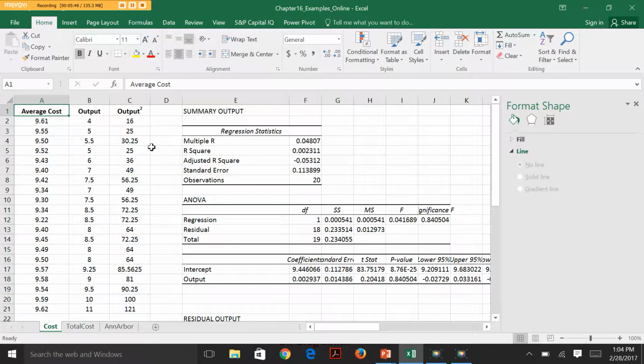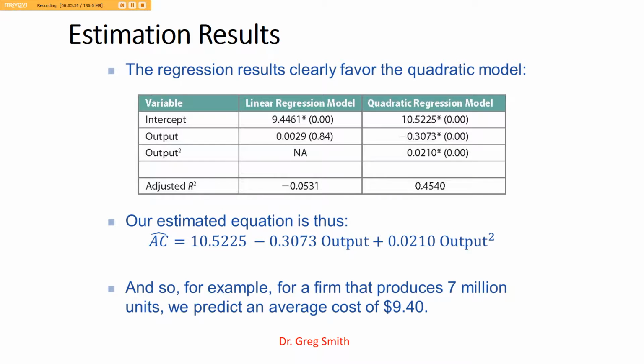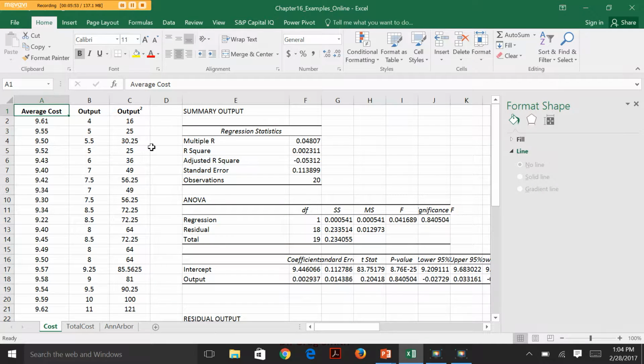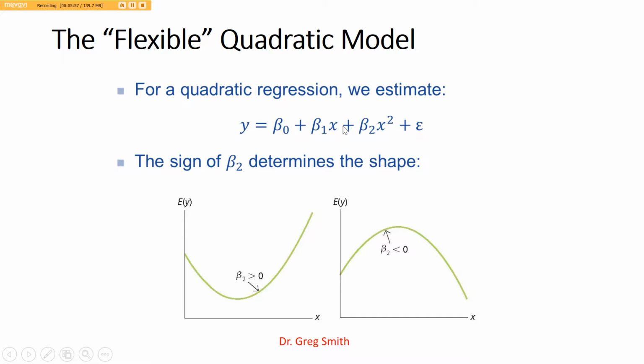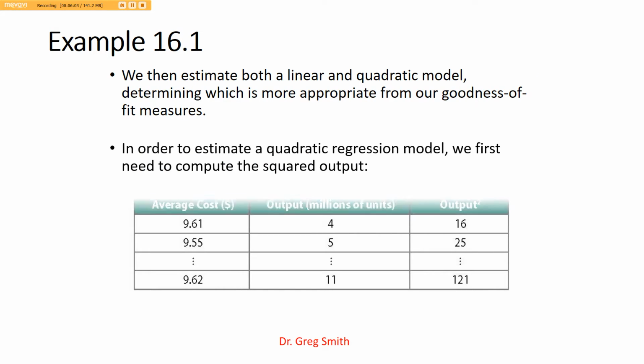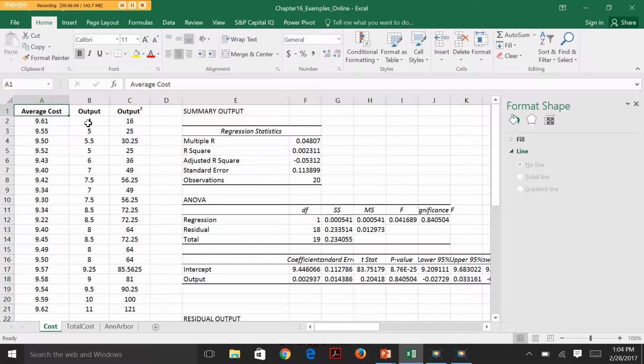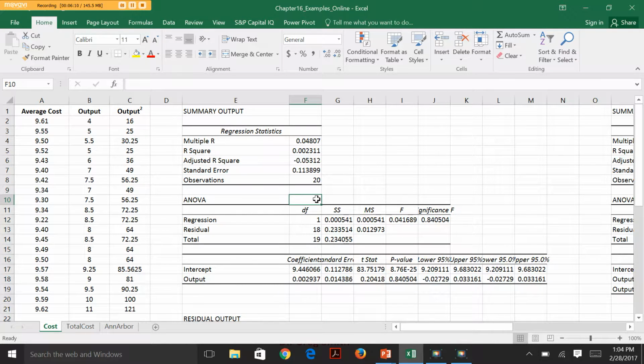So I have output, and what I've done is taken output and squared it so that I can have a relationship that implies x and x squared, each with a different beta. So I've taken output and I've actually just squared it. 4 squared is 16. And I've run the regression, and we've run the regression many times by now.